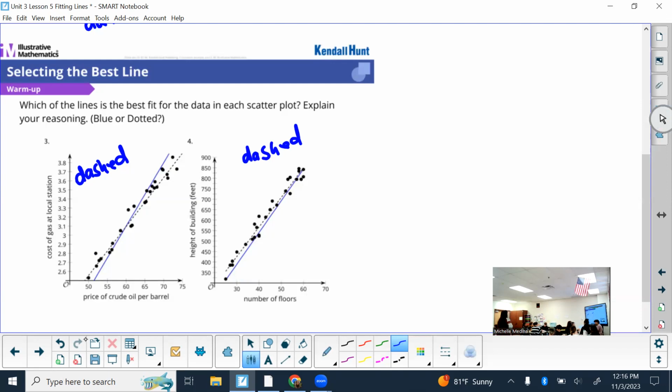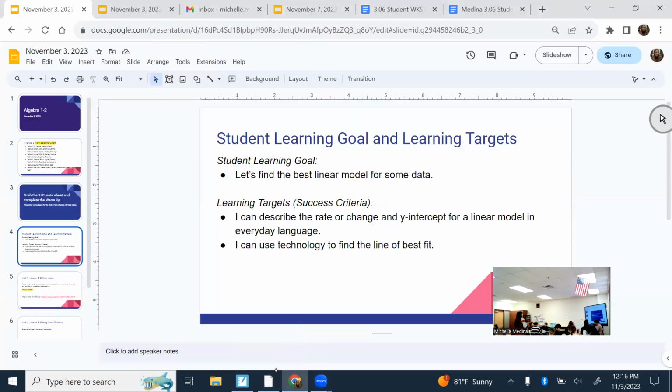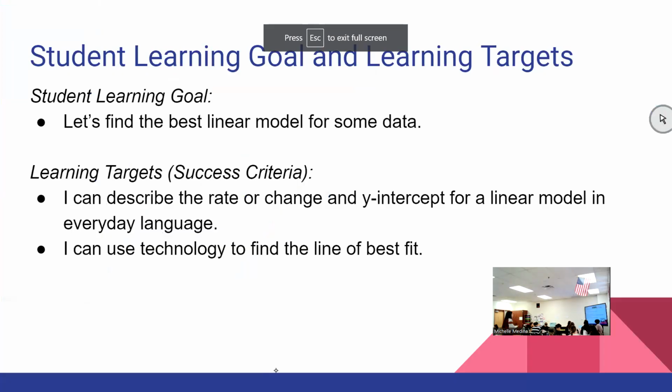Now, today's goal is, I'll even pull it up because I haven't shown you the slides much this week. The slides always have everything you need, what the goal of the lesson was, and how you know you're successful. So if you can describe the rate of change and y-intercept for a linear model based on whatever situation it's about, then you've met the goal.